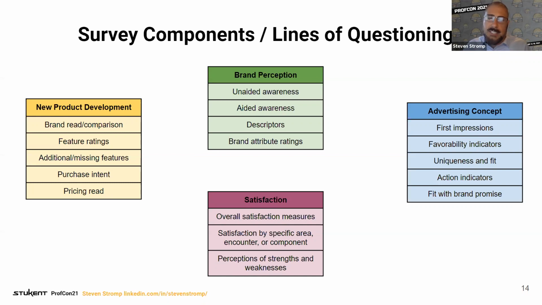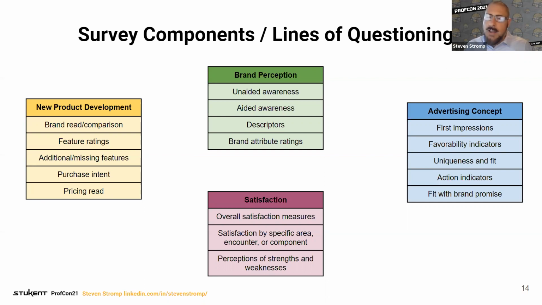We also need ads to stick out, so questions about uniqueness, and we need ads to fit the main brand. So, questions about fit. Does this make sense with this brand that we're talking about? And then also action indicators. So, will this entice you to click on the link or visit the store or find out more? And then if there's room, testing those brand attributes again, which you may or may not have room for in a survey like that.